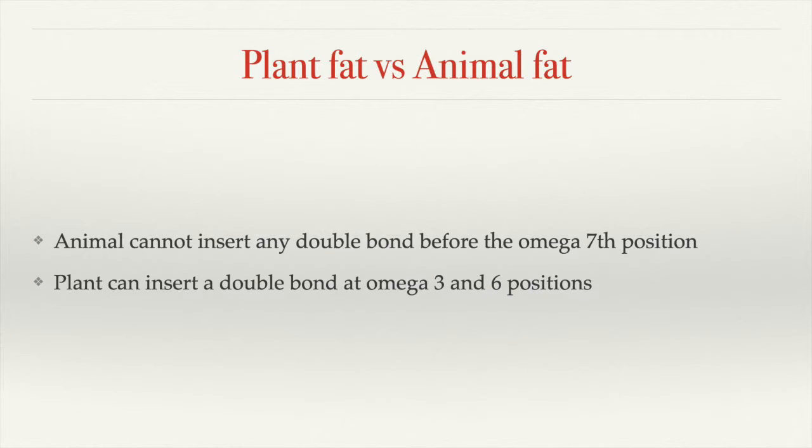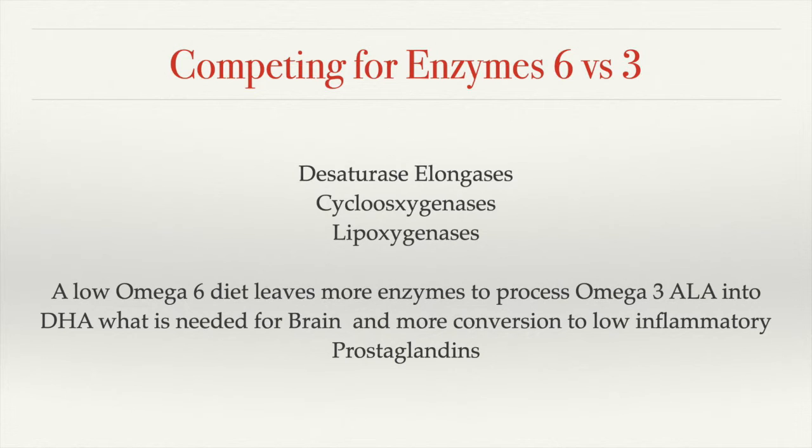Interestingly, the reason why the omega-3 and omega-6 fatty acids are considered essential is because animals cannot insert any double bonds before the 7th position, starting at the omega end. Plants can insert double bonds at the 3rd and the 6th position, so we need to get these from plants. This is a discussion here of competing enzymes in the omega-6 versus the omega-3.